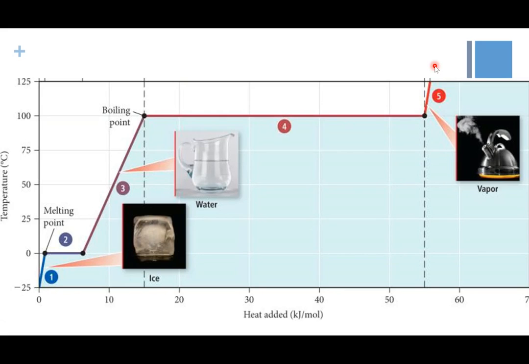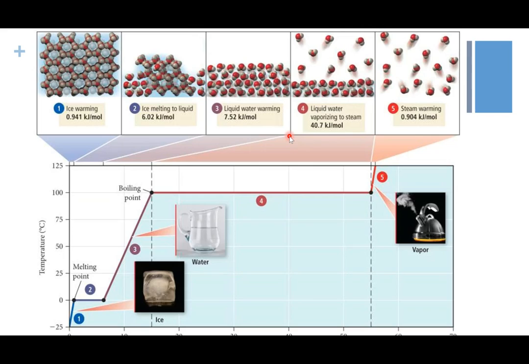So just to summarize this heating curve for water, we've got 3 sections where we add heat and the temperature goes up. We've got 2 sections, section 2 and section 4, that are flat lines, and that's where we see our phase changes. Okay. Here, this just shows us a picture of what the molecules look like.